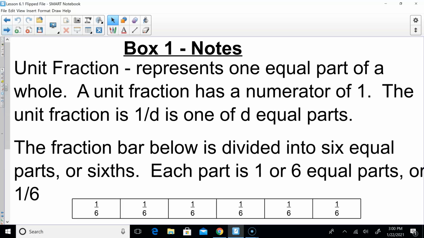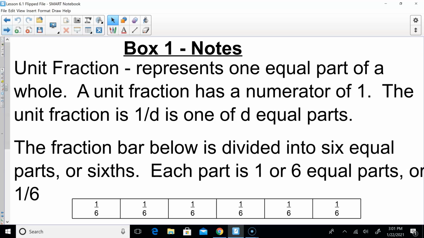As a start of the lesson, we have some different vocabulary words that are important. Right now, it's important that we write down these notes to really help us understand the content we'll be learning about in this unit. Unit fraction is very important. So what is a unit fraction? It represents one equal part of a whole. A unit fraction has a numerator of 1. The unit fraction 1/d is 1 of d equal parts.